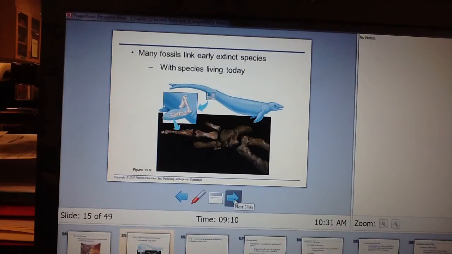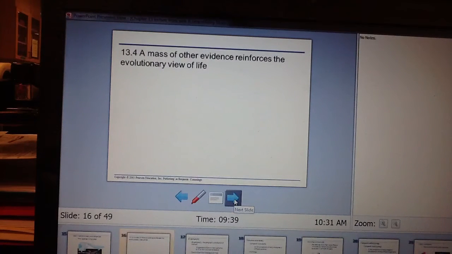Now, one of the neat things about fossils is that they can link extinct species, species that are no longer around today, with species that are currently here that we can see. And how do we do this? By looking at the bones. For example, in this video, the little red part right here is the leg bones. If we look at those bones, we'll see that they're the exact same leg bones, but now they're hidden inside of a fin. A mass of other evidence reinforces the idea. If fossils alone are not enough to say evolution is happening, we do have other types of evidence.